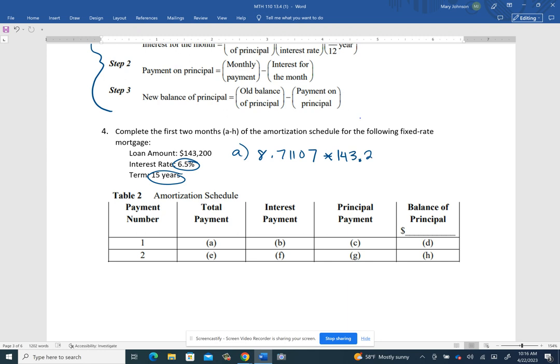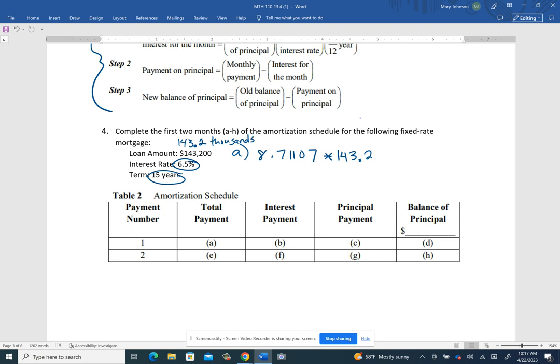Remember how the 8.71107 is how much you would owe on $1,000? So this is 143,200. You could divide by 1,000 to get this, okay? Or understand it's 143,000 and then 200, so 143.2 thousandths. But you could divide by 1,000 if you were having trouble understanding that decimal point.